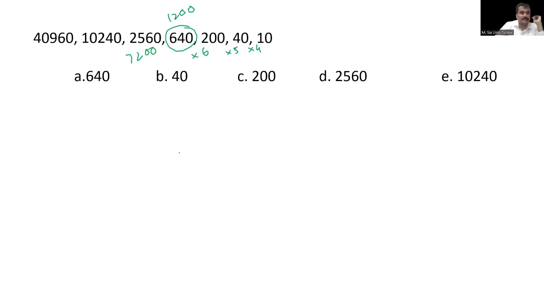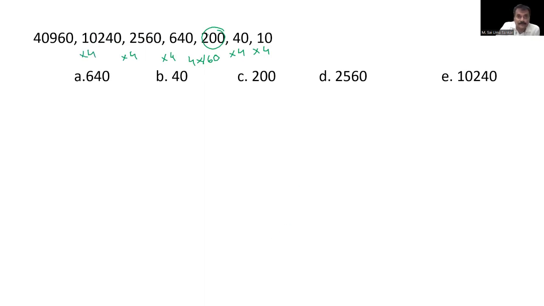Okay, now suppose instead of this one, suppose 10 into 4 is equal to 40. 40 into 4 is equal to 160. 160 into 4 is equal to 640. 640 into 4 is equal to 2560. 2560 into 4 equal to 10240. 10240 into 4 equal to 40960.